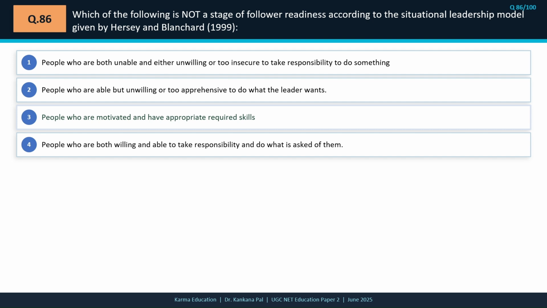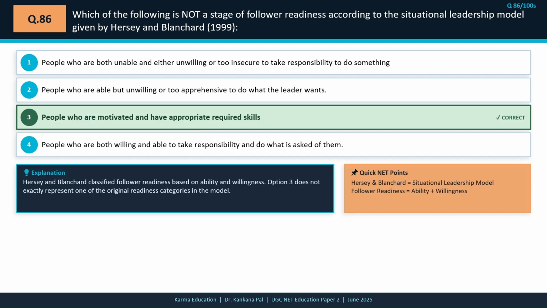Take a few seconds and think about your answer. The correct answer is option 3. People who are motivated and have appropriate required skills. Well, Hersey and Blanchard classified follower readiness mainly on the basis of ability and willingness. Option 3 does not exactly represent the original readiness categories. A quick net point: Hersey and Blanchard equals situational leadership theory.